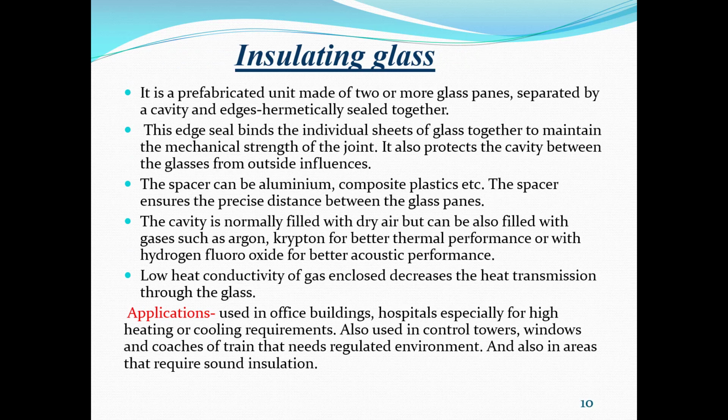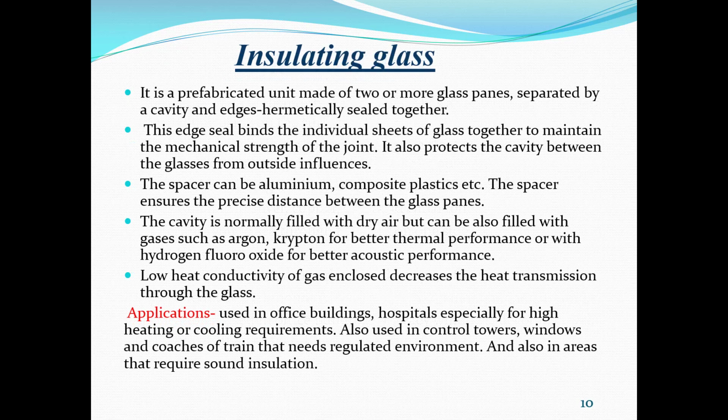Next one is the insulating glass. They are prefabricated units made of two or more glass panes separated by a cavity and hermetically sealed together at the edges. This is done for the low heat conductivity of the enclosed gas, which decreases the heat transmission through the gas. This insulates against heat transfer through the glass by the application of this arrangement. So they are used in office buildings and where heating or cooling requirements are there.